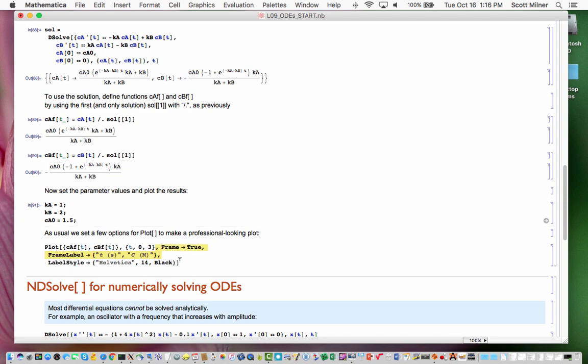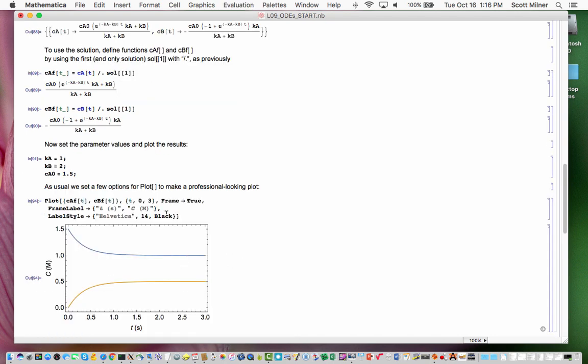And as usual, I have used a couple of options to Plot to make a nice looking plot, which looks like this. So I've put a frame on it, I've put frame labels on, and have made some choice about the label style.